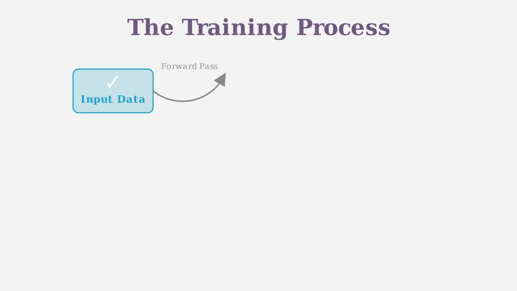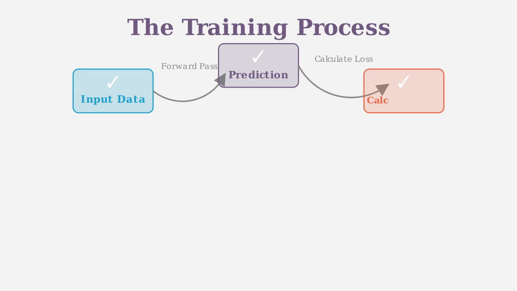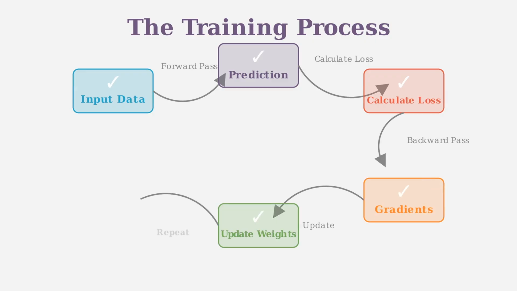During fine-tuning, we show the model examples from our specific task. The model makes predictions, and we measure how wrong those predictions are using a loss function. Think of loss as the error score. Higher loss means worse performance. The training process aims to minimize this loss by adjusting the weights. It's an iterative process. Forward pass to get predictions, calculate loss, backward pass to compute gradients, and update weights. This cycle repeats thousands of times.